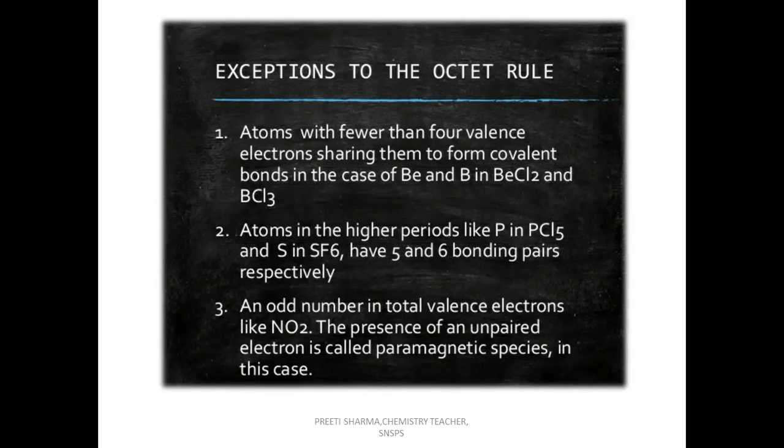Drawbacks: it is not clear that the octet rule is based upon the chemical inertness of the noble gases. However, noble gases also combine with oxygen and fluorine to form a number of compounds. According to the octet rule, noble gases have a completely filled electronic configuration, right? They are our nearest noble gases, but still they form compounds. Why is it so? The answer is not there.